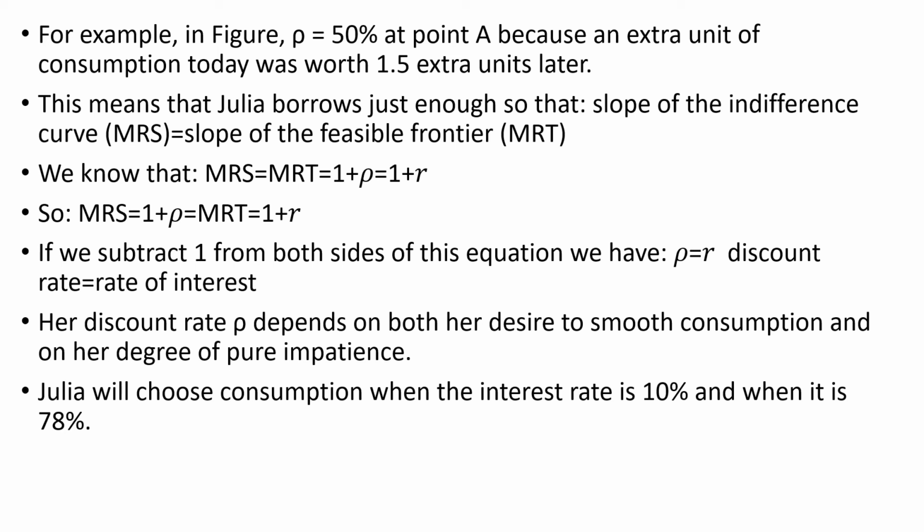That means that 1 plus rho is equal to 1 plus r. If we subtract 1 from both sides of the equation, we can see that the discount rate is equal to the interest rate. Her discount rate, rho, depends on both her desire to smooth consumption and her degree of pure impatience. Julia will choose consumption when the interest rate is 10% and when it is 78%.